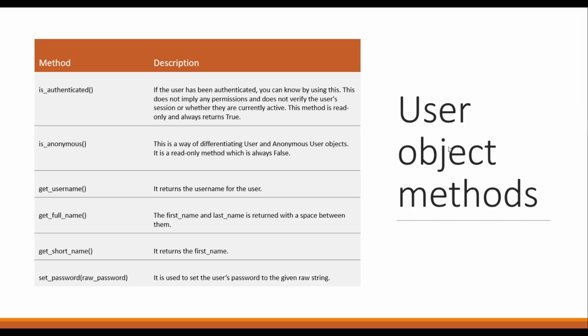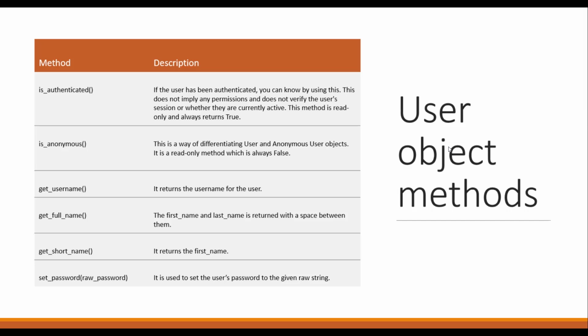The third one is get_username. It is used to return the username of the user. The fourth one is the get_full_name method, and it returns the first name and the last name of the user, with a space between the first name and the last name. The next one is the get_short_name method. It is used to return the first name of the user. The next one is set_password, and in this method we pass the raw_password.